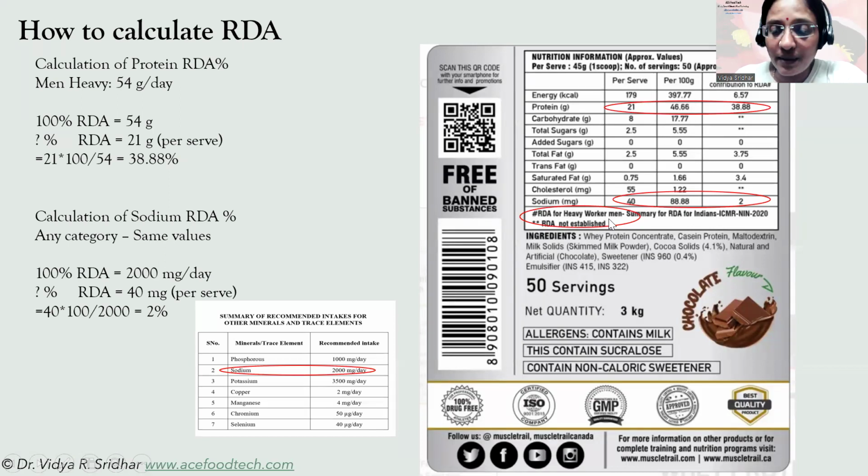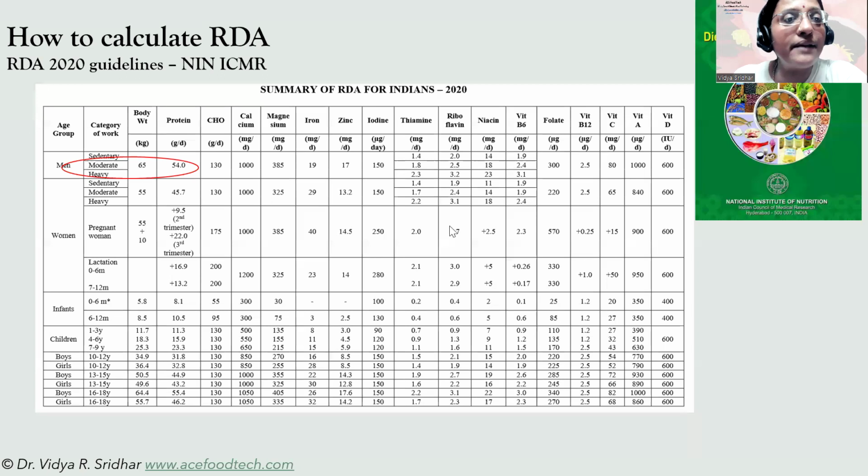If you go back to the previous slide, in heavy worker men, we had given about all the men, sedentary, moderate, or heavy, it's 54 grams of protein for a 65 kg weight. Now, if they had given in that nutrition panel that it is RDA as per sedentary women, we would go to the sedentary women section and look at the amount of protein. But because they have written heavy worker men, we went to that section and found that it is 54 grams per day of protein.